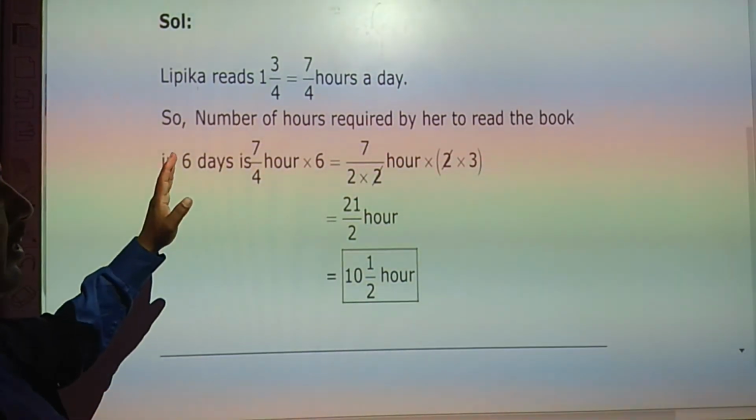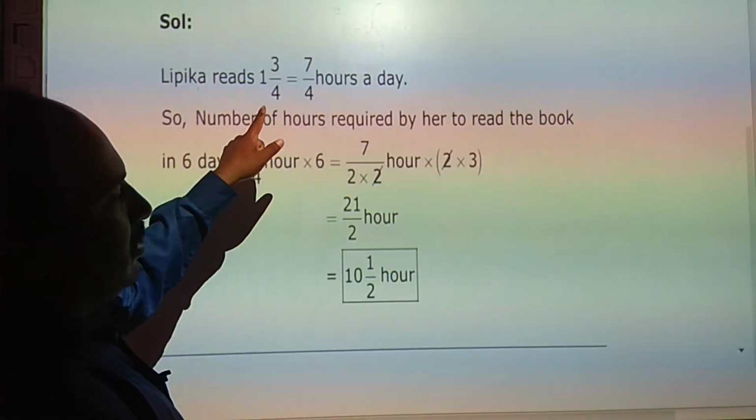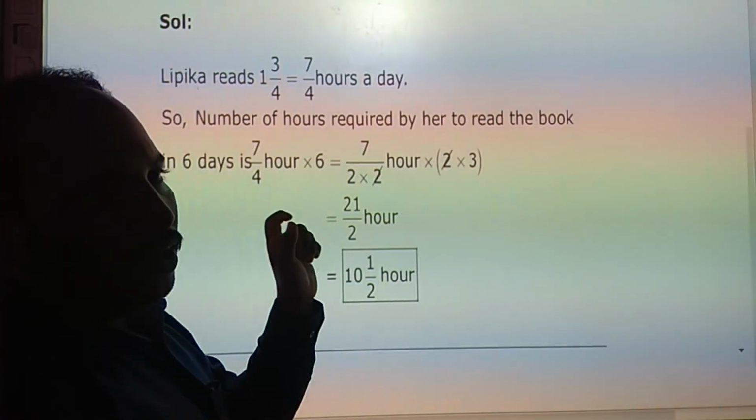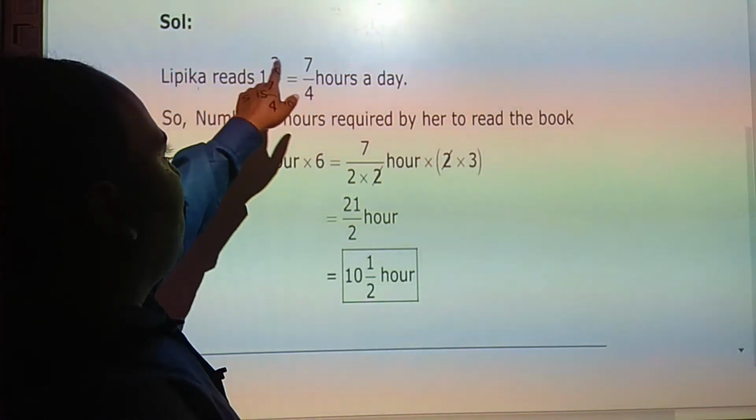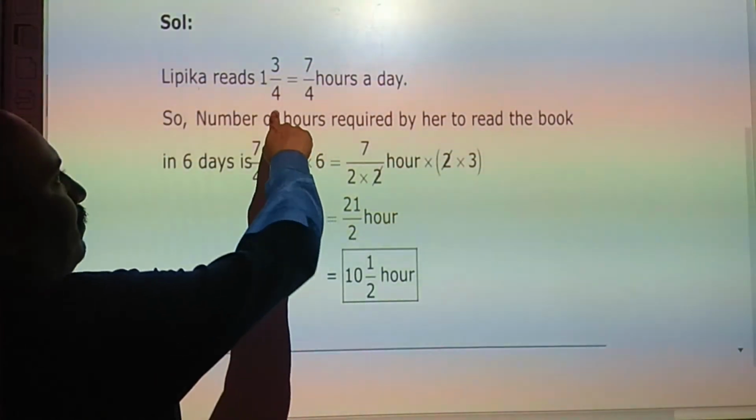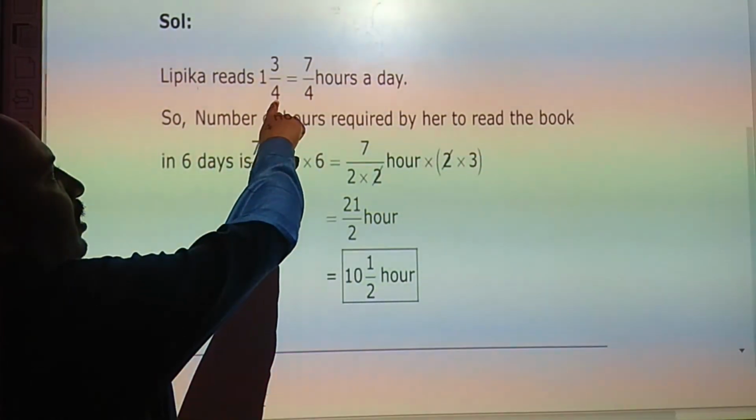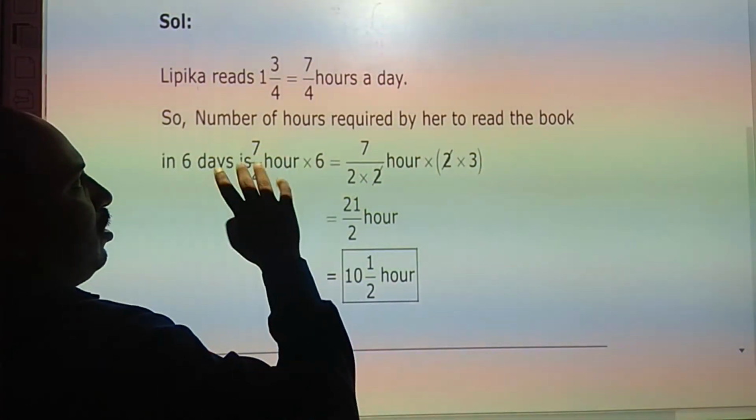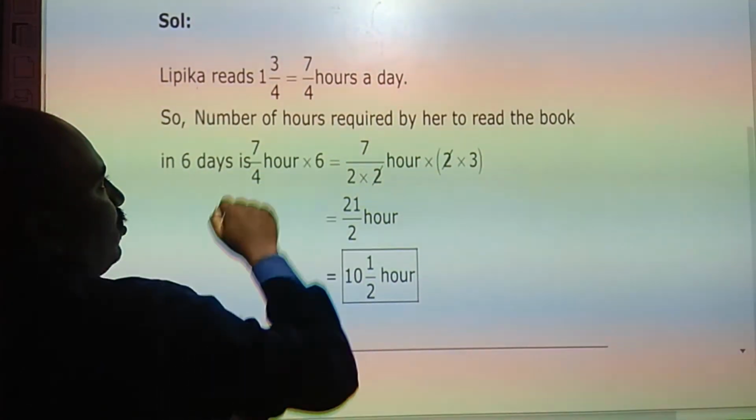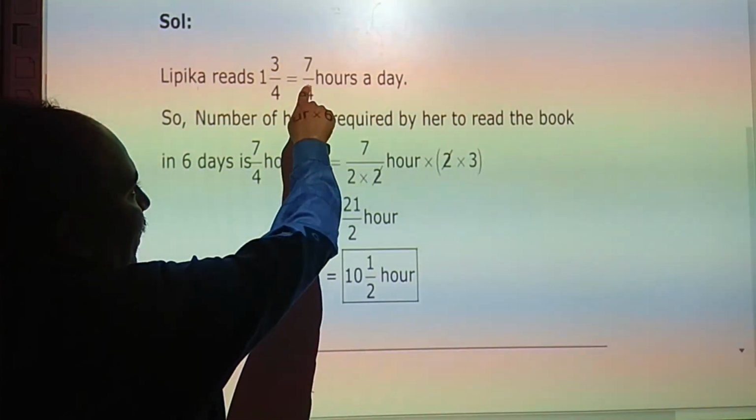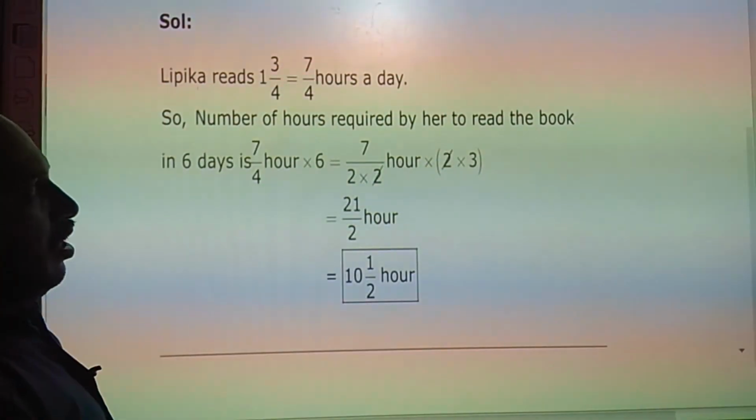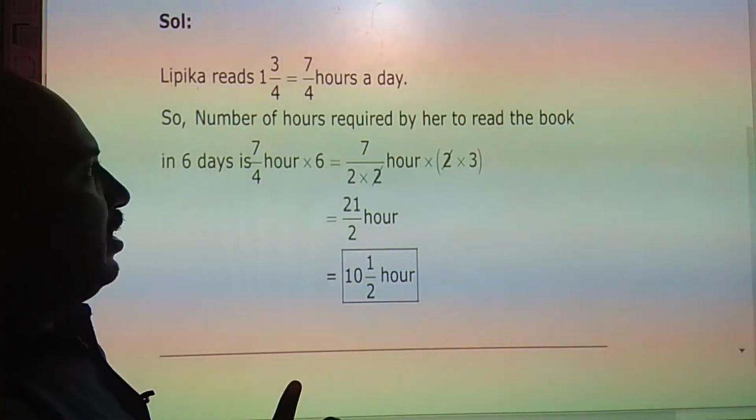So Lipka reads 1 into 3 by 4 hours every day. We multiply the denominator into the whole term. 4 into 1 is equal to 4. 4 plus 3 is equal to 7. 7 by denominator 4. 7 by 4 hours a day.